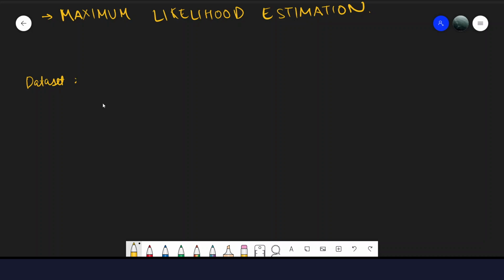So whenever you start with the maximum likelihood estimation, let's say I have a data set of just 1 point over here, just 1 point for simplicity's sake. Now, the first thing that you do, I'll write the steps here, is you start with a belief about the population.